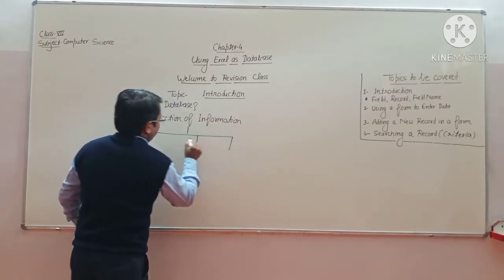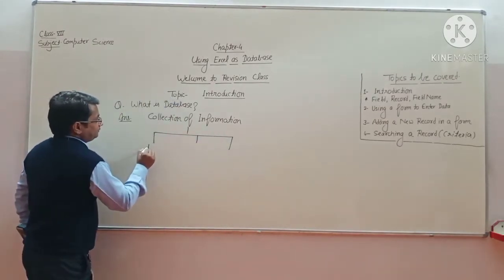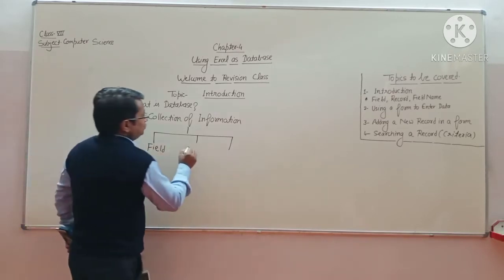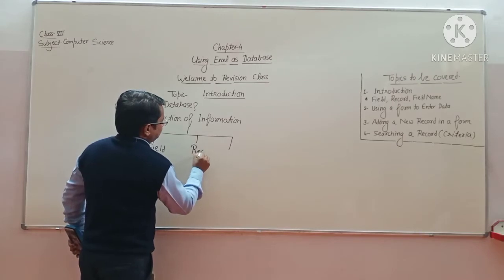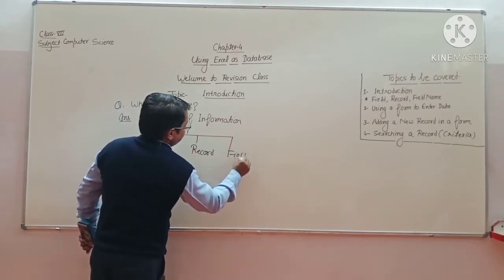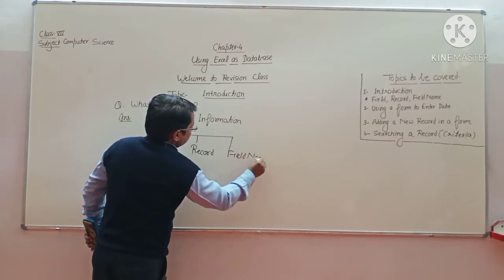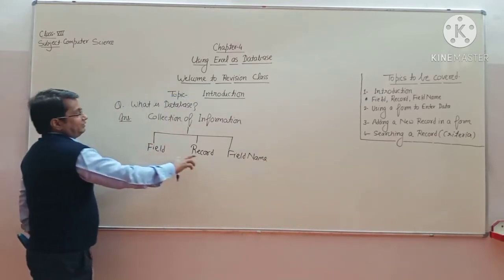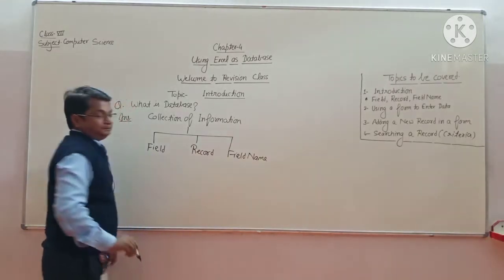In the database, three things are there. Let me draw one figure for you. Number 1, field. Number 2, record. And third one is field name. Let me repeat one more time: field, record, and field name.